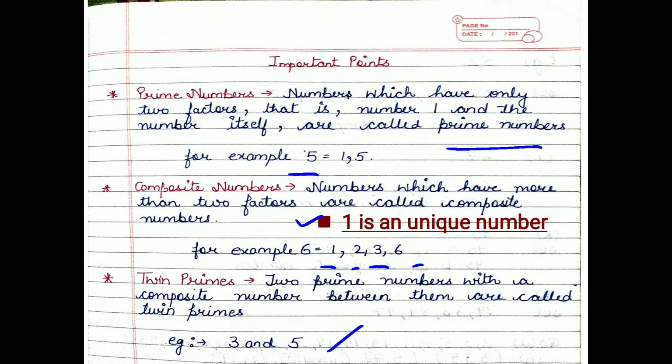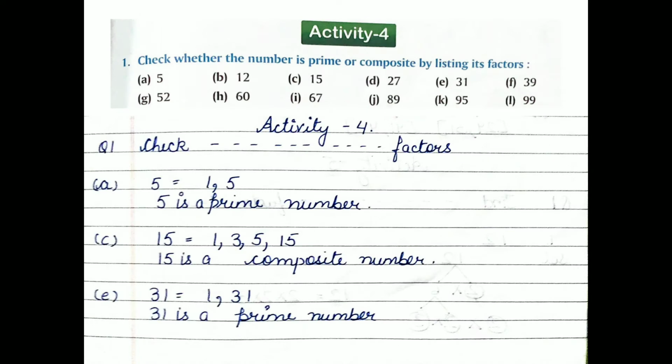Clear, students? Now we will start activity 4. It is totally based on activity 3. Means you have to write down the factors. And on the basis of factors, you have to tell whether these numbers are prime or composite numbers. If they have only two factors, it means they are prime. If they have more than two factors, we say it is a composite number.